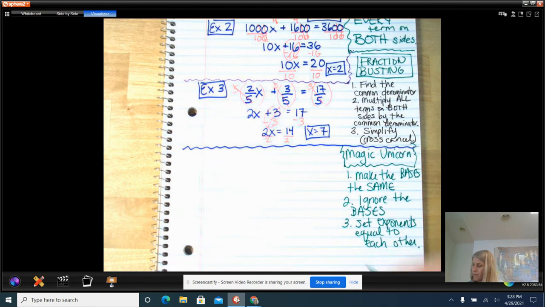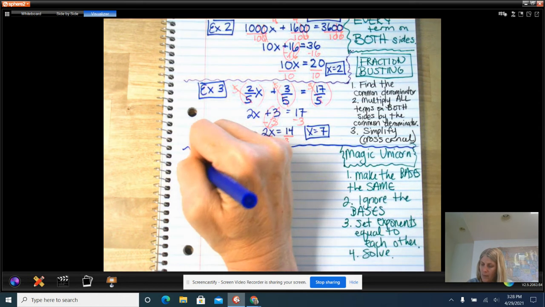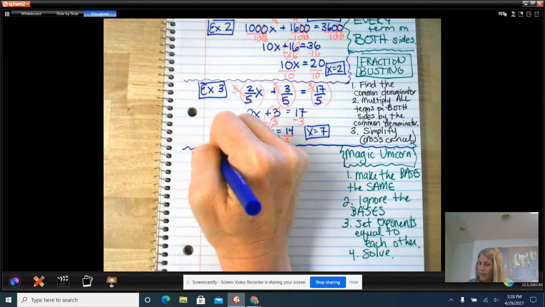Okay, and then of course, final step 4 is to solve. So we're going to go ahead and do a couple examples here and talk about why I call it magic unicorn. And really, there is no good reason. No one calls this magic unicorn. It's not a real term. It's not a real technique.